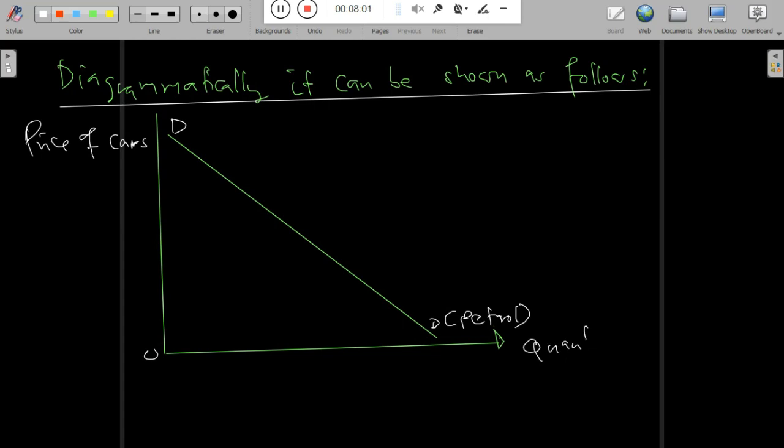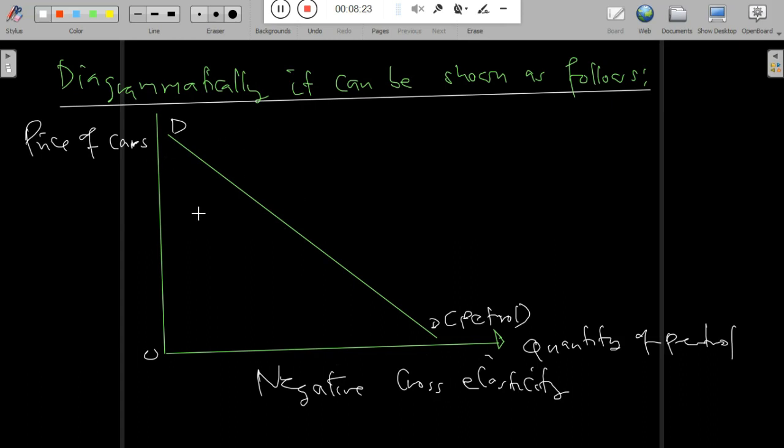So the price of car is on the left hand side, and we have the quantity of petrol. Any increase in the price of cars, as you can observe diagrammatically in this figure, leads to less demand for cars and petrol, hence a negative cross elasticity of demand that you observe over here. So this is what is observed under negative cross elasticity of demand.